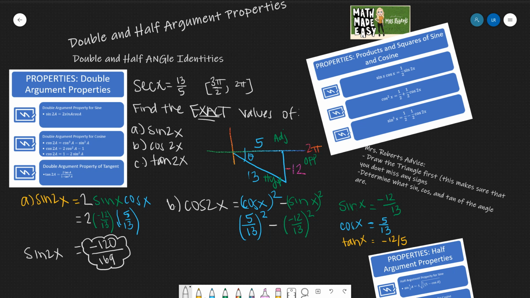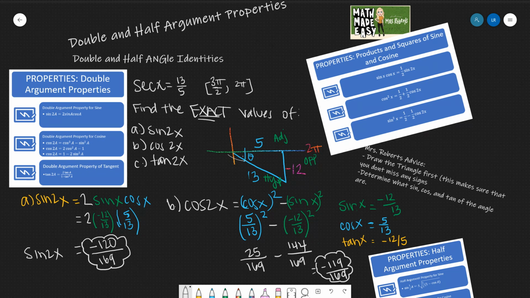Now it's just algebra. 5 squared is 25. 13 squared is 169. Negative 12 squared is 144. 13 squared is 169. 25 minus 144 is negative 119 over 169. That is the double angle of cosine. So if we were to take this angle here and double it, we are going to get the value negative 119 over 169.